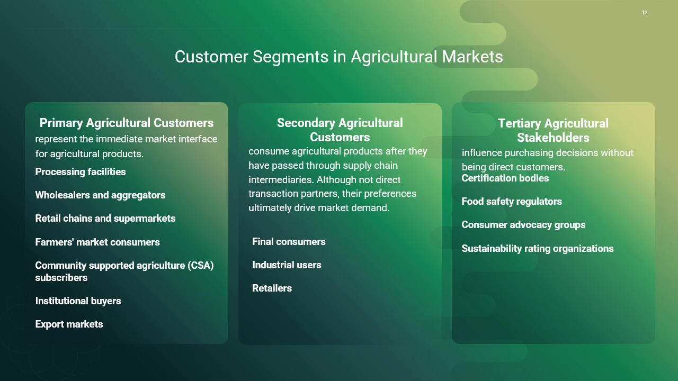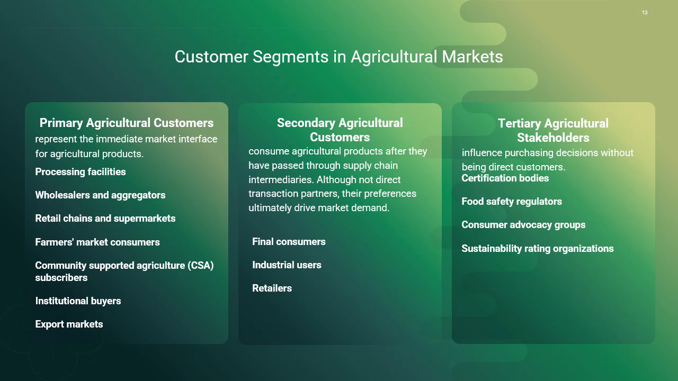Tertiary agricultural stakeholders influence purchasing decisions without being direct customers. Certification bodies establish standards and verify compliance, providing assurance marks that distinguish products. Food safety regulators establish mandatory requirements influencing production practices. Consumer advocacy groups shape market expectations through information campaigns and product evaluations. Sustainability rating organizations evaluate environmental and social performance, influencing procurement decisions of major buyers. Understanding this multi-level customer structure helps agricultural enterprises develop appropriate strategies for each segment while recognizing how influence flows through the value chain.